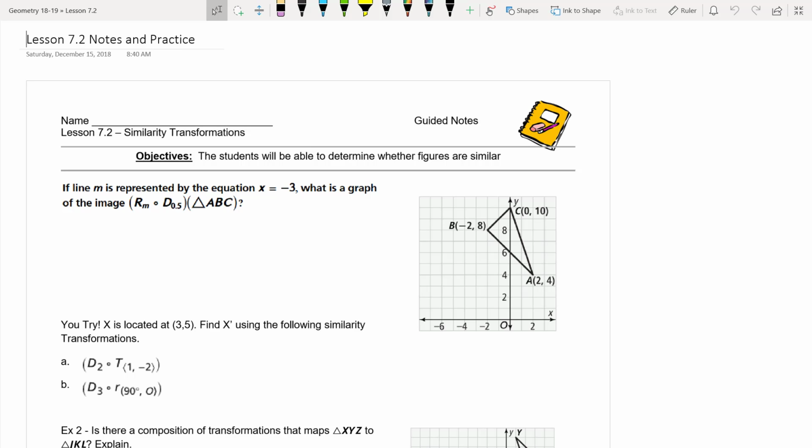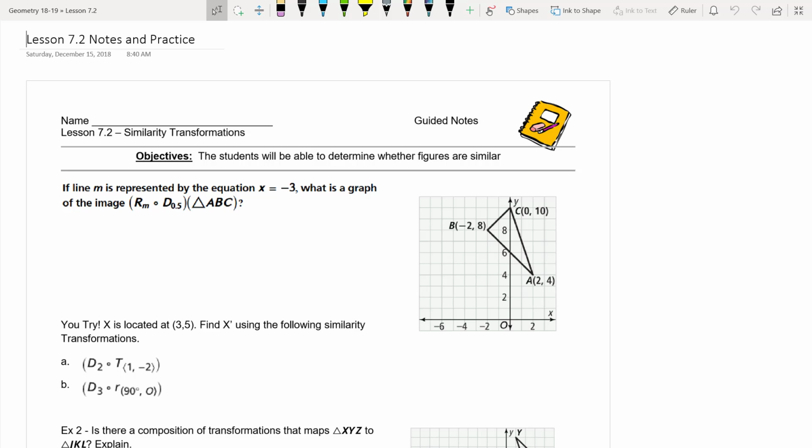Mr. Marone here. So we are in section 7.2, which is all about similarity transformations, where we're going to take that idea of a dilation and apply it using translations and rotations and reflections and all that good stuff. So in all of these, we're going to be dilating around the origin. So we can take whatever the scale factor is and just multiply that with each coordinate point to get our new location with our dilations, which makes life a little bit easier for us.